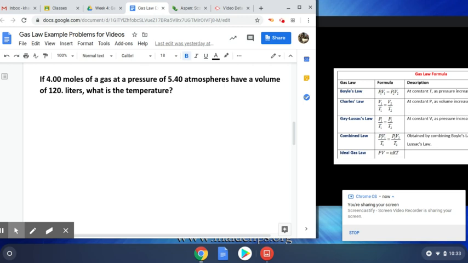All right, so we're just going to continue on with more gas law problems. So here's our next one. We're going to underline all of our givens just like we have been doing. So 4.00 moles, 5.40 atmospheres, volume of 120 liters. What is the temperature? So we are looking for temperature.